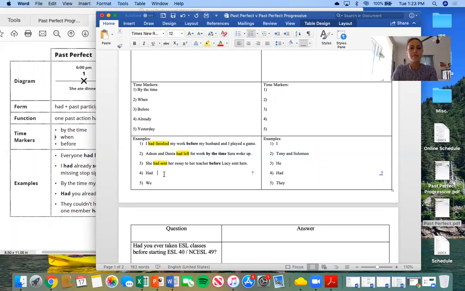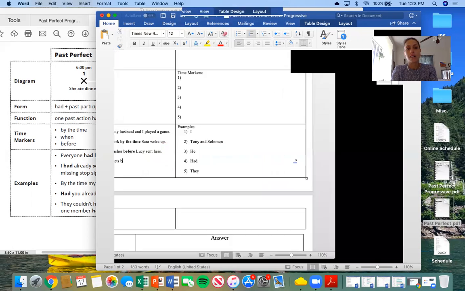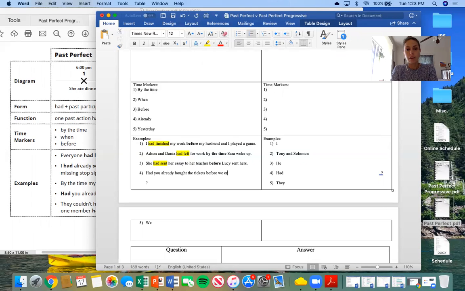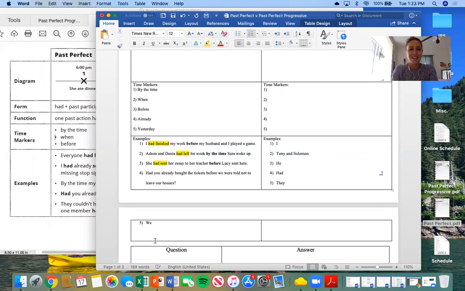Had you already bought the tickets before we were told not to leave our houses? So had, again, you already bought. This is our verbs. Already is an adverb of time, right? But our time marker here is before because it divides the two actions. Had you already bought the tickets before we were told not to leave our houses?